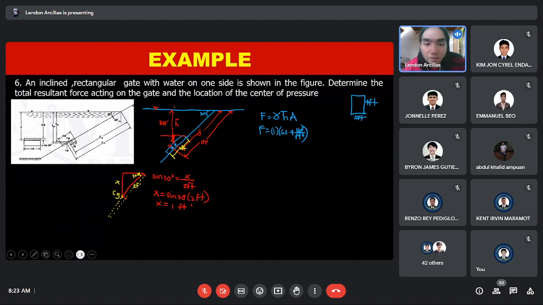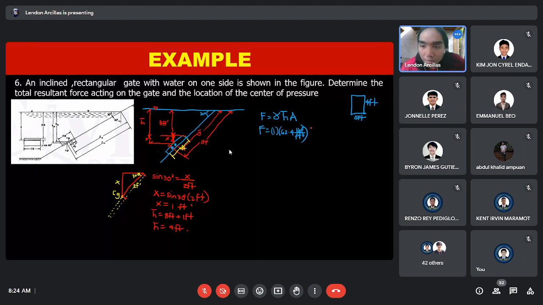8 feet pa siya sa surface. So, to find the H bar, ang H bar ay 8 feet plus yung nakuha nating X. This is H bar. So, therefore, kuha natin ang H bar. H bar is not equal to Y bar pag naka-inclined. Pag naka-vertically submerged, H bar is equal to Y bar. So, 9 feet. Okay. So, this is 9 feet.